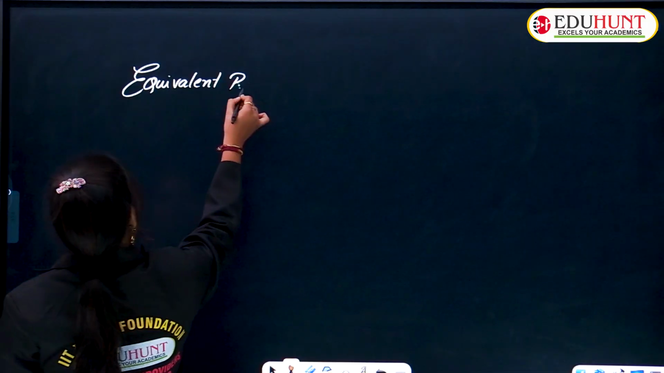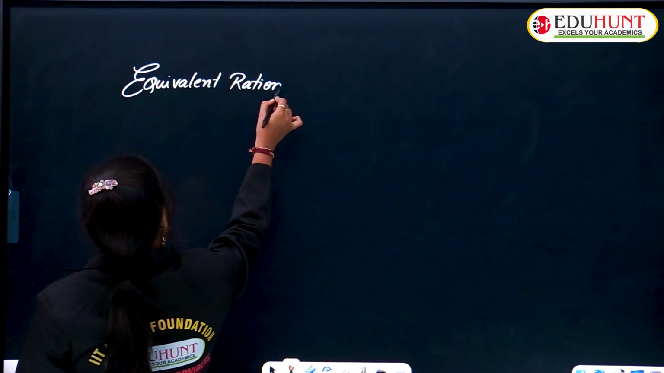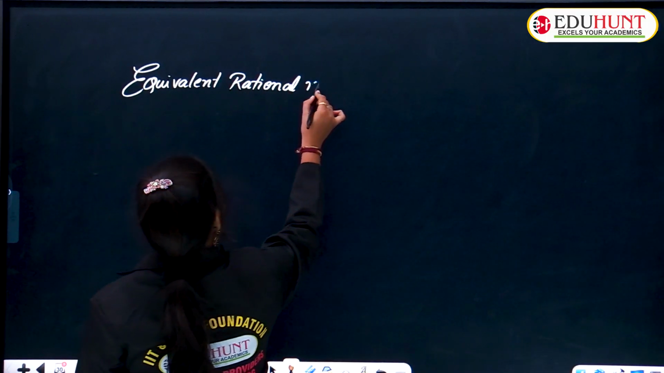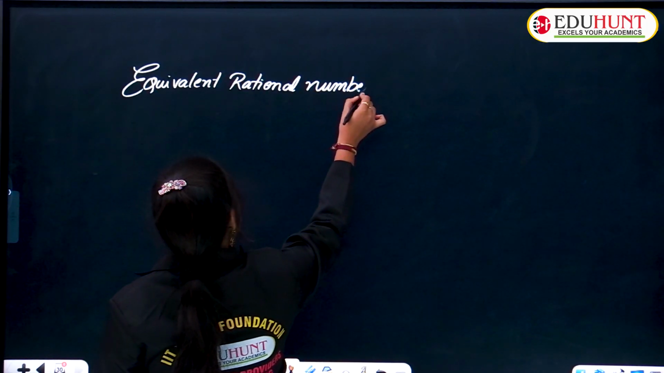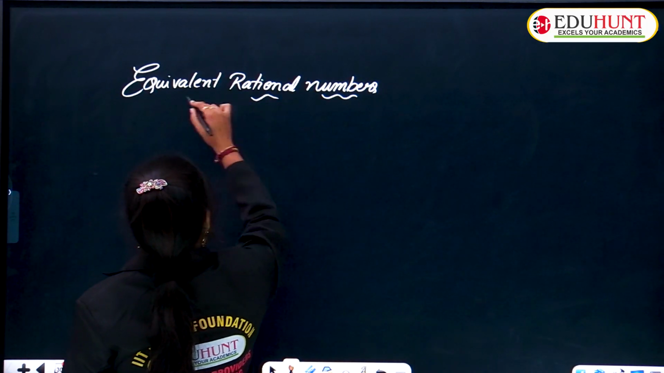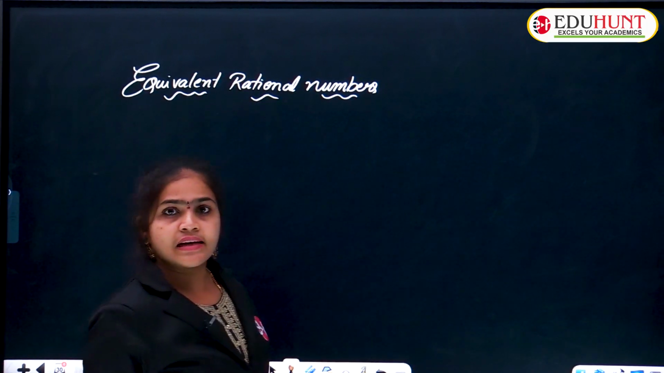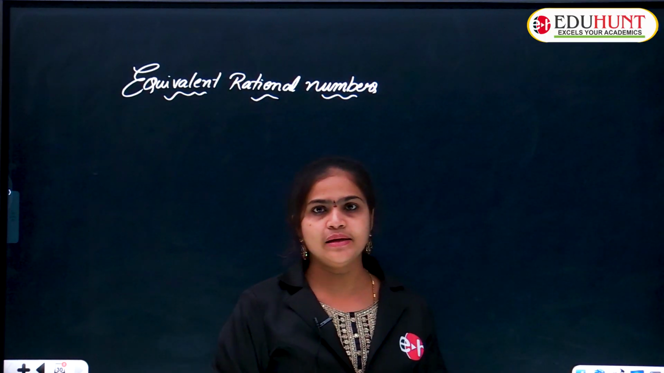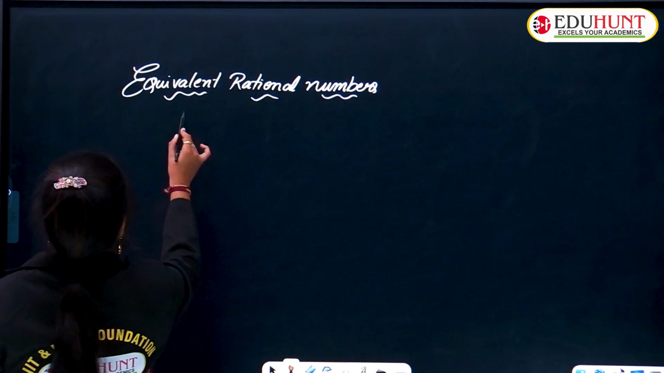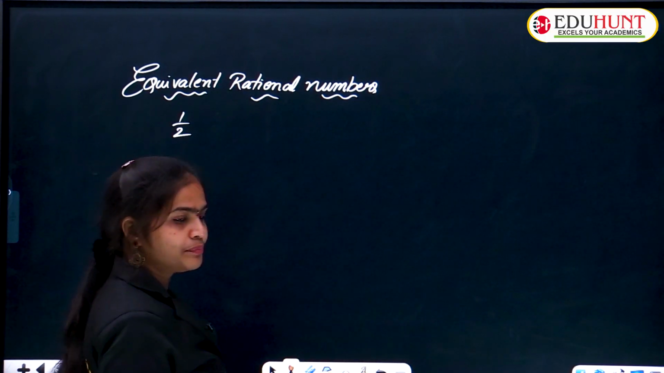Equivalent rational numbers. Equivalent rational numbers means the same value of the rational numbers. Here we are saying, take the previous 1 by 2, right?